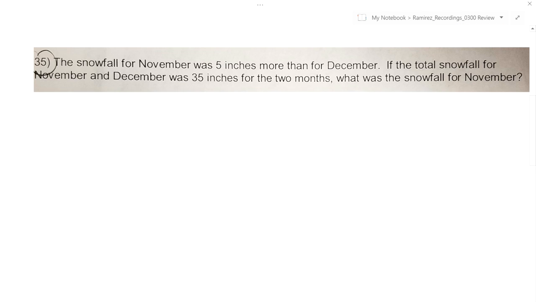The snowfall for November was 5 inches more than for December. If the total snowfall for November and December was 35 inches for the 2 months, what was the snowfall for November? Well, we're given a lot of information. Let's go ahead and write what was given. Here it says the snowfall for November was 5 inches more than December. So let's let D equal December and N equal November.